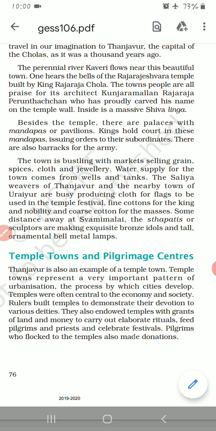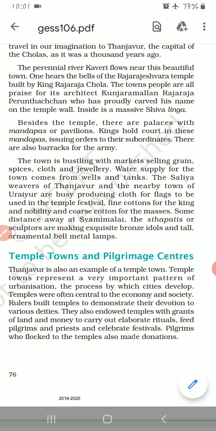Some distance away was Swami Malai. The Sthapatis or the sculptors are making exquisite bronze idols. Exquisite means what? Extremely beautiful. Extremely beautiful bronze idols and tall ornamental bell metal lamps. So you can find the whole town is busy with some work or other.